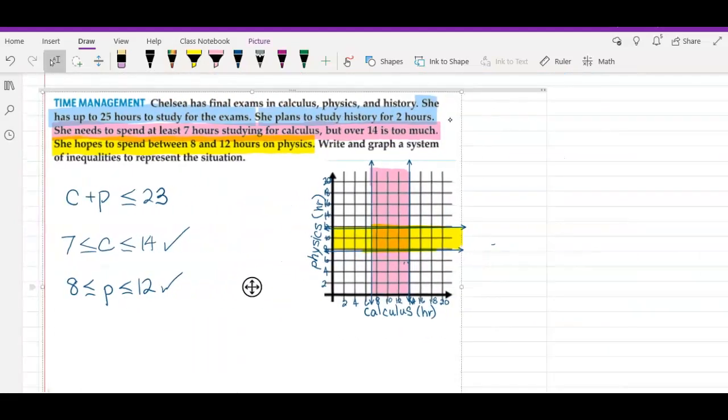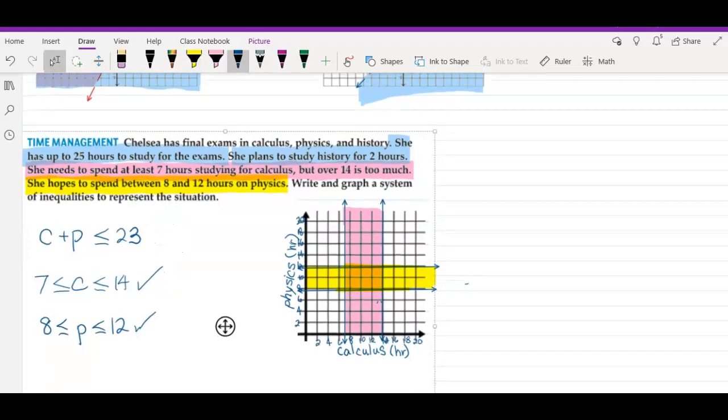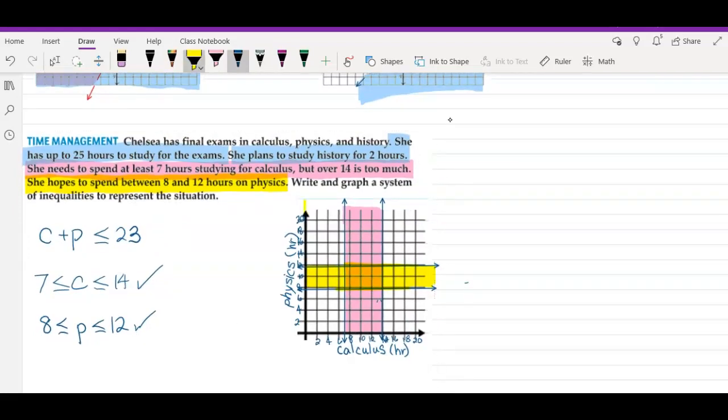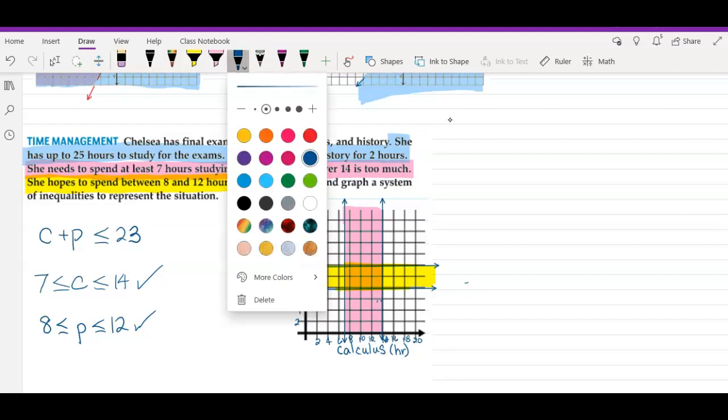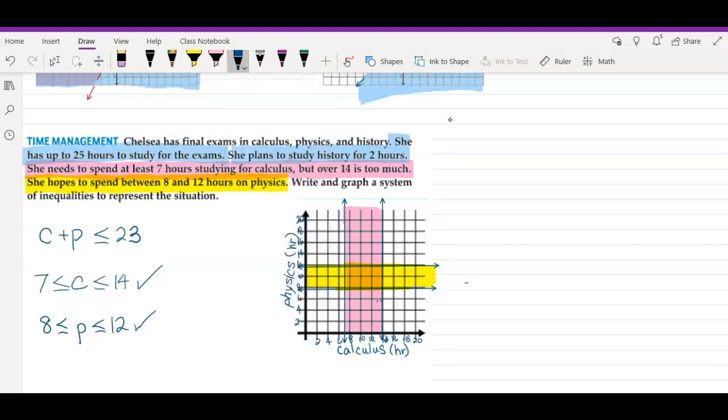But we have one more inequality to put on here. C plus P less than or equal to 23. Now, one of the easiest ways to graph this is with our intercepts. If she spends no time on calculus, she would spend 23 hours on physics, which would be, oops, wrong color, right about here. Kind of fallen off my graph. And then over here, if she spends no time on physics, she would spend 23 hours on calculus, which would be right about here.